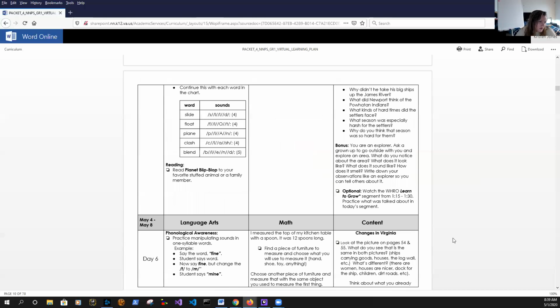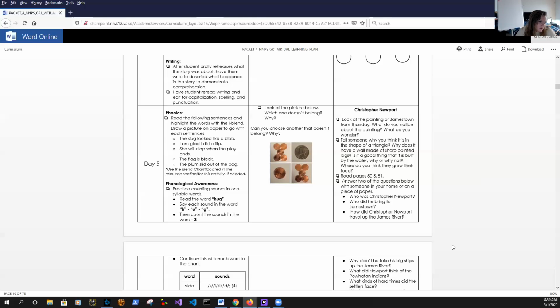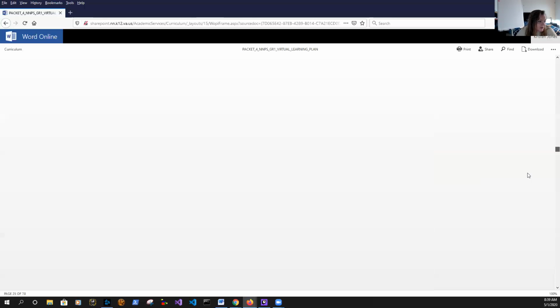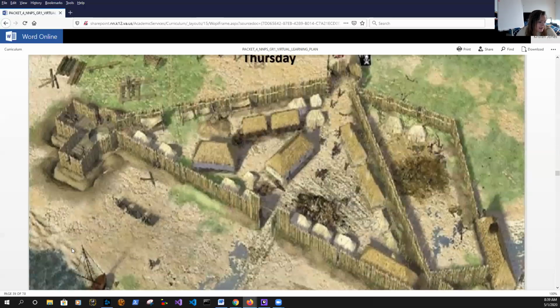Okay, I'm going to take us back to that picture really quickly. Yep. So this is the one you're looking at. Why do you think it's in the shape of a triangle? Why do you think they're using pointed logs for the walls? Is it good that it's near the water? Why or why not? And where do you think they're growing their food? These are all things to think about.